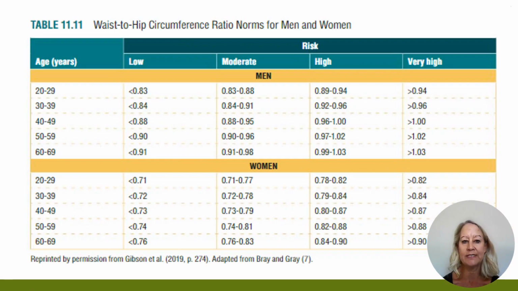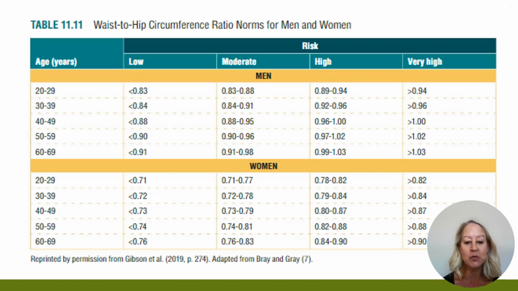The interpretation of waist to hip ratio can vary based on gender and population-specific guidelines, but here are some general categories. You can see here for men, ages 20 to 29, anything below 0.83 is considered to be low. Moderate would be 0.83 to 0.88, and high would be 0.89 to 0.94. And above that, very high would be anything over 0.94. I'm targeting that age group because that's the age group I'm working with right now.